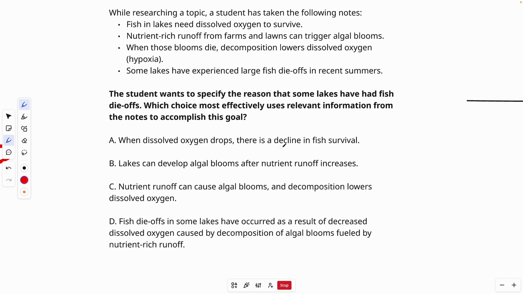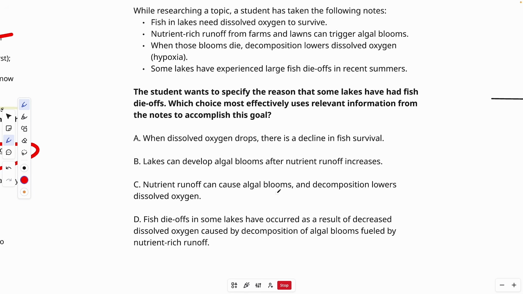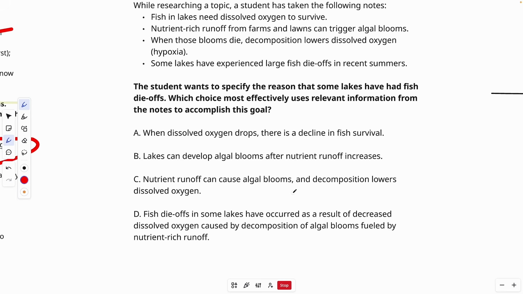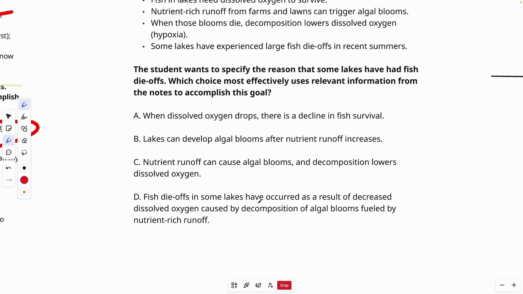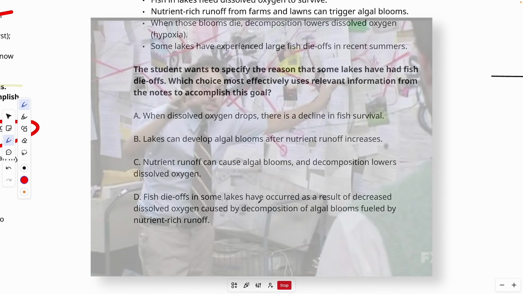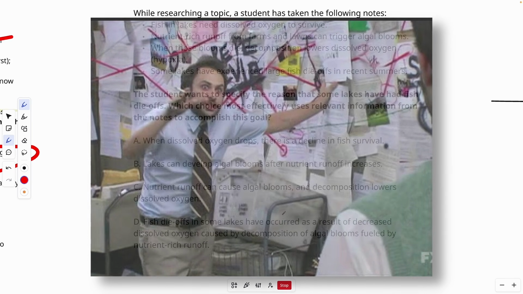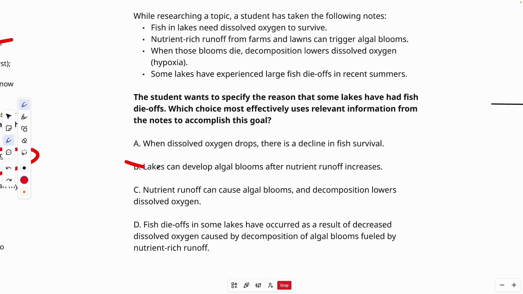When dissolved oxygen drops, there's a decline of fish survival. Lakes can develop algal blooms after nutrient runoff increases. Nutrient runoff can cause algal blooms, and decomposition lowers dissolved oxygen. Fish die-offs in some lakes have occurred as a result of decreased dissolved oxygen caused by decomposition of algal blooms fueled by nutrient-rich runoff. Here's the thing, both B and C are definitely not it.